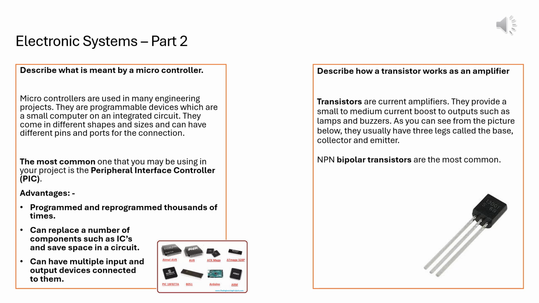Then, how transistors work as an amplifier. Transistors are current amplifiers. They provide small to medium current boosts to outputs such as lamps and buzzers. You can see what they look like from this picture here. They usually have three legs called the base, collector, and the emitter. And NPN bipolar transistors are the most common ones that you will find.